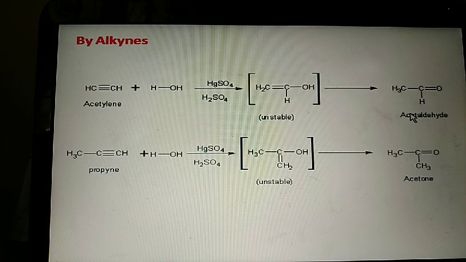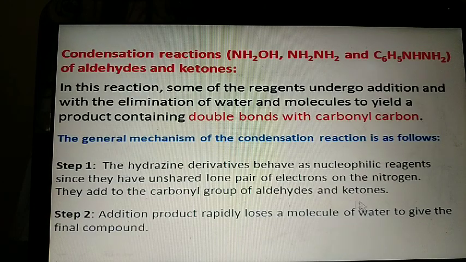Immediately, by default, it will give an acetaldehyde, and as well as an acetone when you react it with propylene. So acetylene will give acetaldehyde, propylene will give acetone. So condensation reaction: wherever the carbonyl functional group C double bond O is present, if you react it with any one of the amine functional groups, you will get Schiff base kind of molecules. So these are all the reagents we will use to produce a Schiff base. Schiff base means C double bond N kind of molecule.